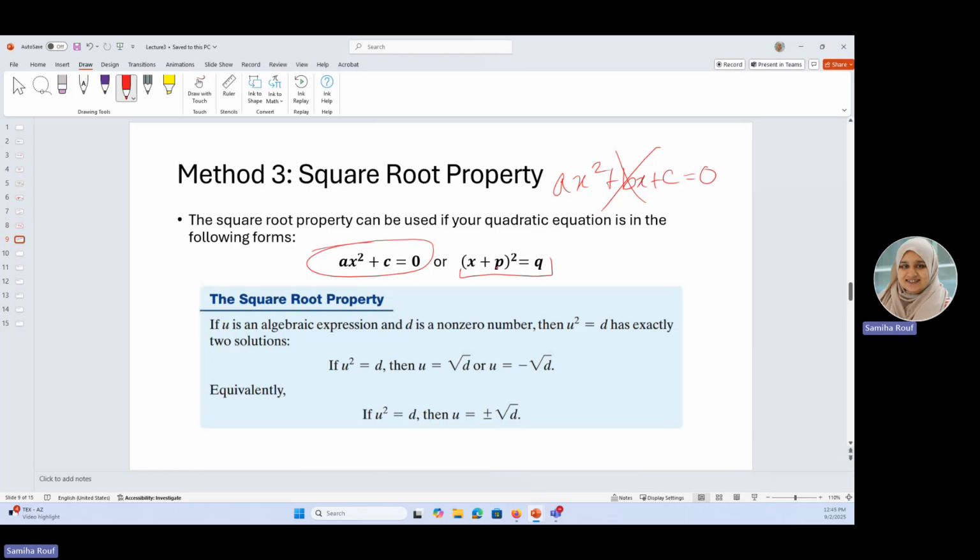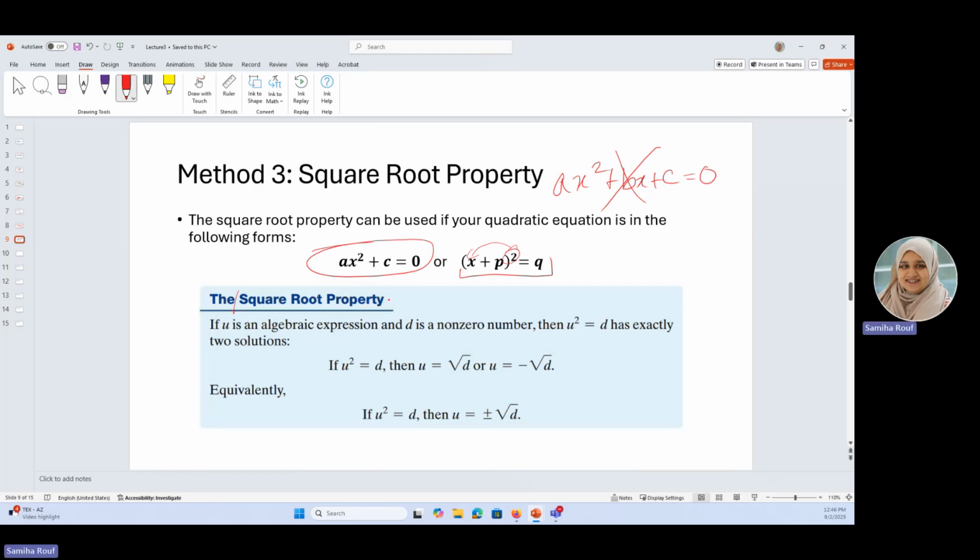You have your variable plus something, all of that squared, equal to something. This is still an indicator that your variable is squared. So it's still a quadratic equation. And in both of these cases, you can use what's known as the square root property.